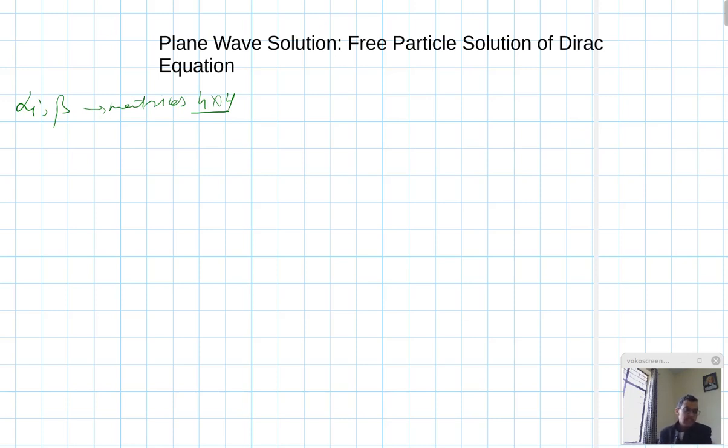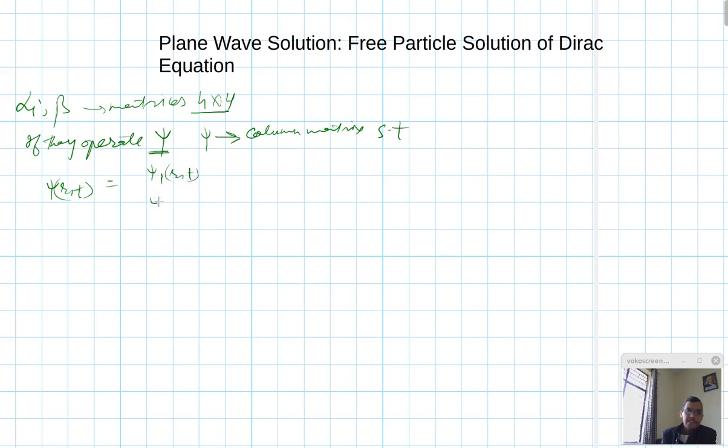And if they operate over psi, that means psi must be a column matrix, such that psi can be written as psi 1, psi 2, psi 3 and psi 4, each a function of r and t. So it must have 4 rows and 1 column, so it's a column matrix.